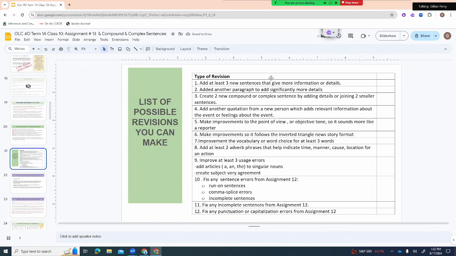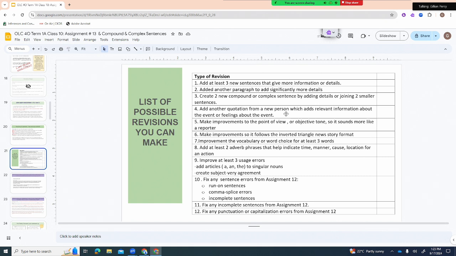These are types of revision. Number 1, you could add at least 3 new sentences to any part of it that gives more information or details. Number 2, you can add another paragraph to add significantly more details. Number 3, you can create 2 new compound or complex sentences by adding details or joining 2 smaller sentences together. Number 4, I can add another quotation from a new person, which adds relevant information about the event or feelings about the event. Remember, we're revising assignment 12, which is all about the events in chapter 1 of our novel, Jimmy Comes Home. Number 5, you can make improvements to the point of view or to the objective tone so your writing sounds more like a reporter. This is a big one for some people.